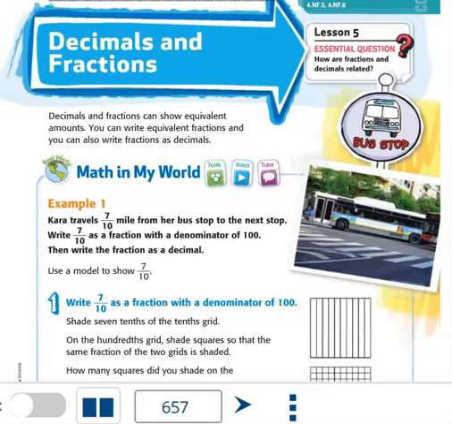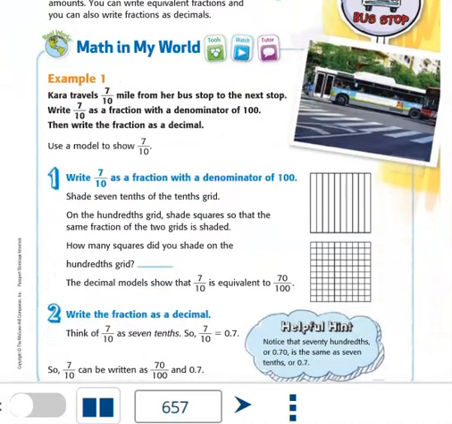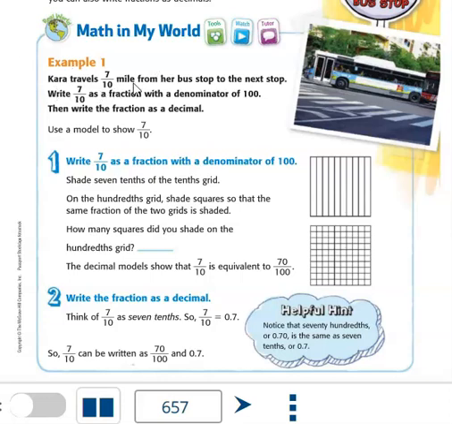Okay, this is Chapter 10, Lesson 5. Our essential question is how fractions and decimals are related, and we're going to be working with decimals and fractions. So our first example, Kara travels 7/10 of a mile from her bus stop to the next stop. Write 7/10 as a fraction with a denominator of 100. Then write the fraction as a decimal.